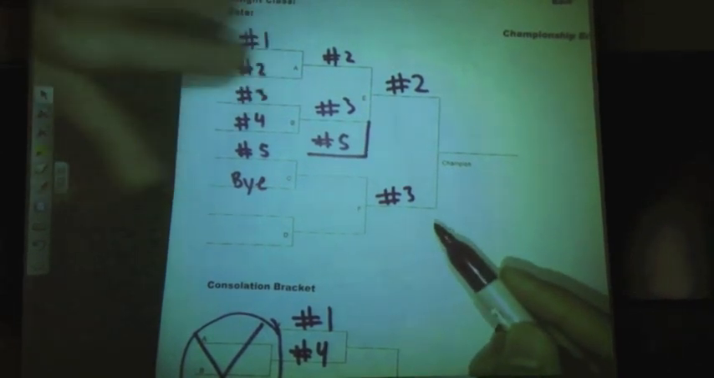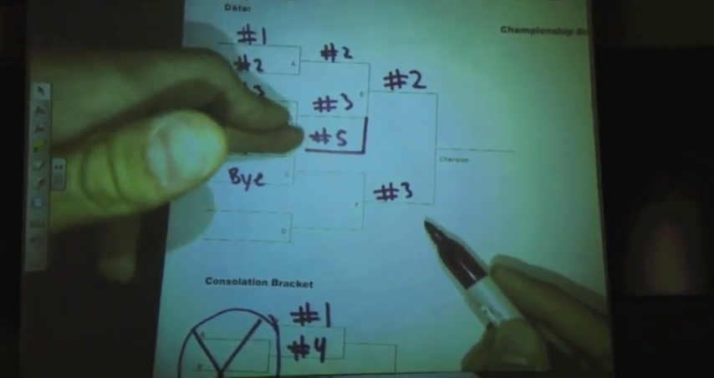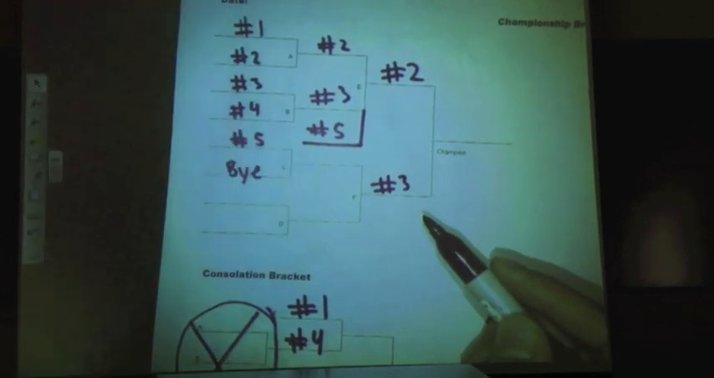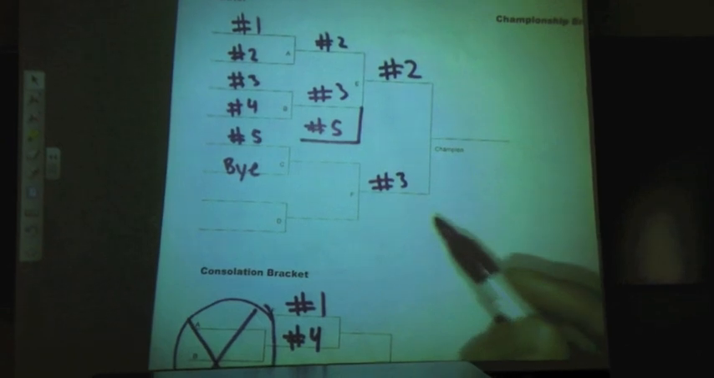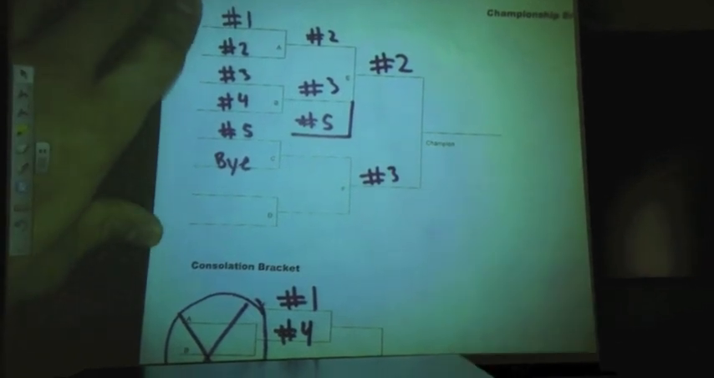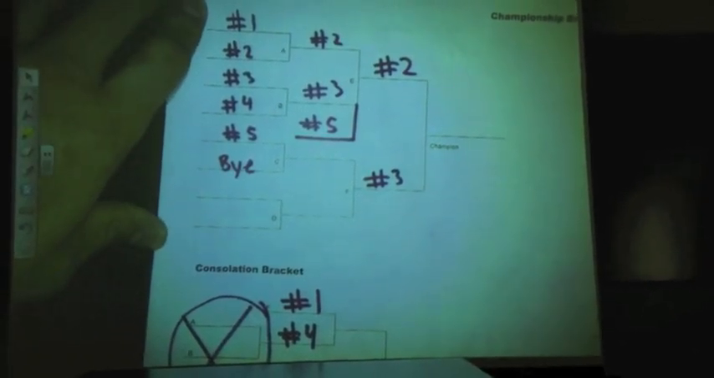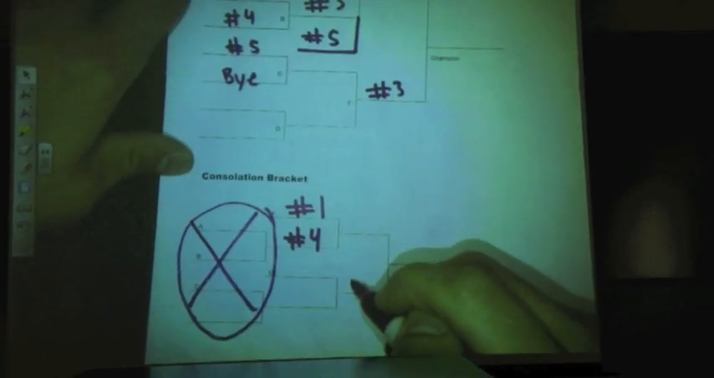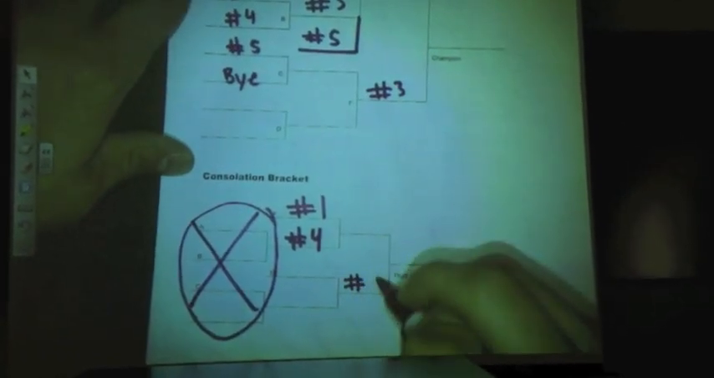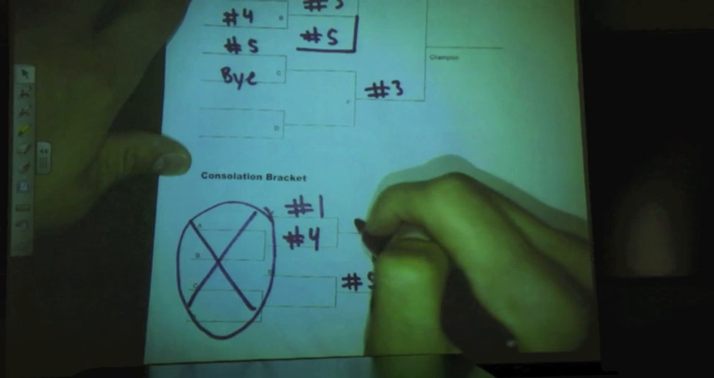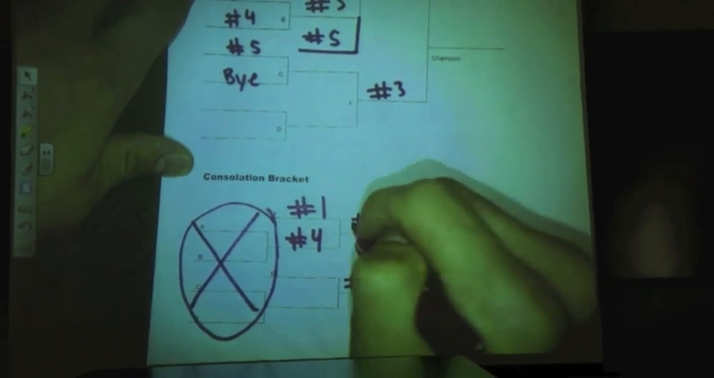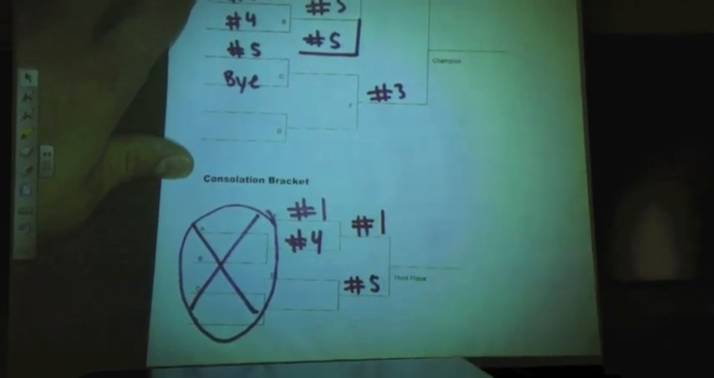And then we have number 5 just lost. So number 5 has to drop down to the consolations since he lost before the finals. So right here, I'm going to drop down number 5 to right here. And number 5 is going to go up against the winner of 1 and 4. So say number 1 wins. Right here. And now we're at all the finals matches.